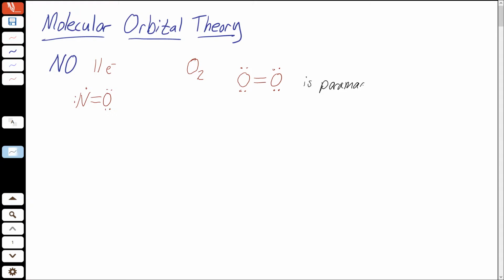is paramagnetic. Do you remember what paramagnetic means? Yeah, it has unpaired electrons. So paramagnetic molecules, paramagnetic species are attracted to magnetic fields because they have unpaired electrons.